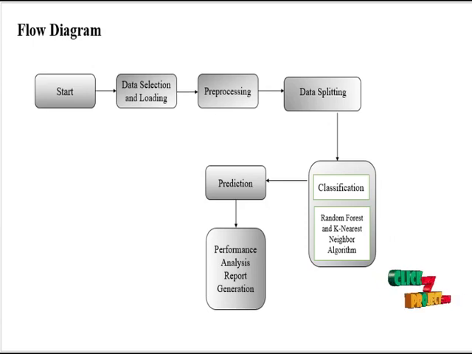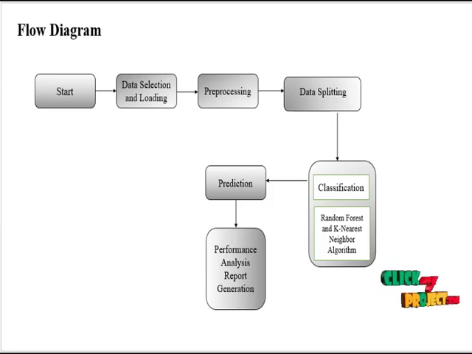This is our project flow diagram. Our process is going to start with data selection and loading. Data selection means we are going to select a data set for our process. Here we have taken the SCADA data set for the wind turbine prediction, and next is data pre-processing.